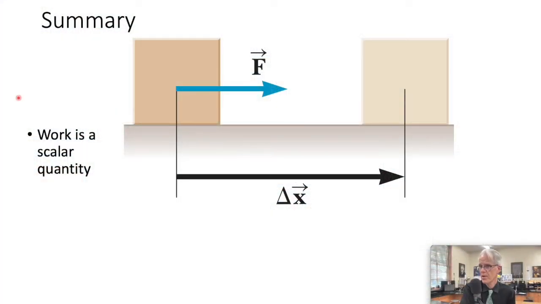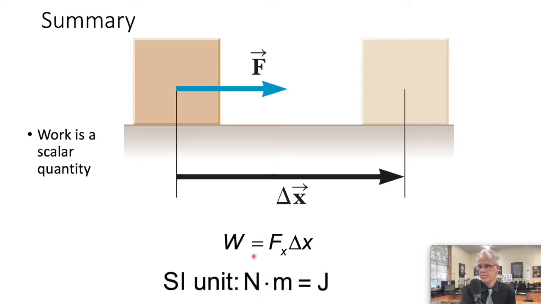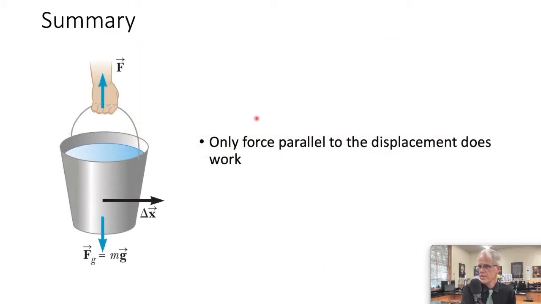Let's review what we know. Work is a scalar quantity. It is the force times the displacement, but it's the force that is parallel to that displacement. Our units will be joules, which is a Newton times a meter. Remember that only force parallel to the displacement does work. The example that we used was the force that we use to hold up, say, a bucket of water. As we're moving it a horizontal displacement, that force is not doing work because it is perpendicular to the displacement.